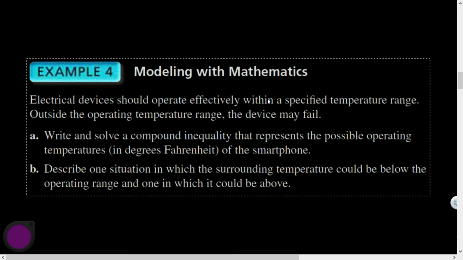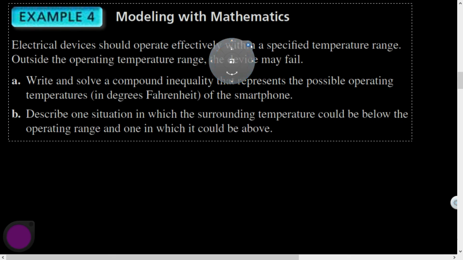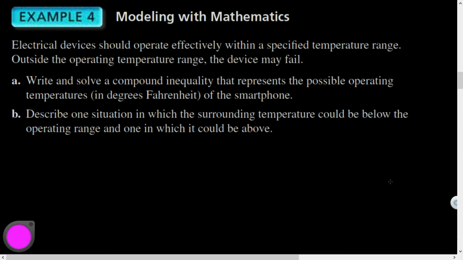And here we go. Last example. Electrical devices should operate effectively within a specified temperature range. Outside the temperature range, the device may fail. Wow, it's terrifying. Let's see, write and solve a compound inequality that represents the possible operating temperatures in degrees of the smartphone.